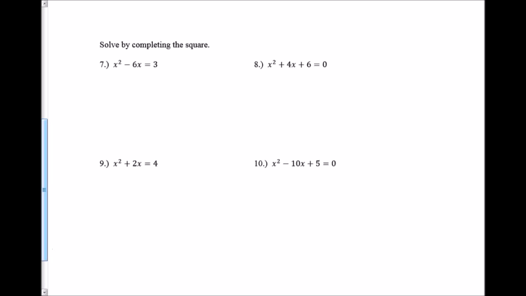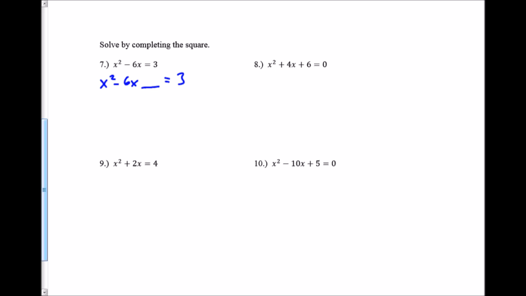In this section, we want to solve by completing the square. So remember, completing the square, we want to get the c value out of the way first. And so for number 7, the c value is already out of the way. I've got x squared minus 6x, and I just put a little bit of space in there.